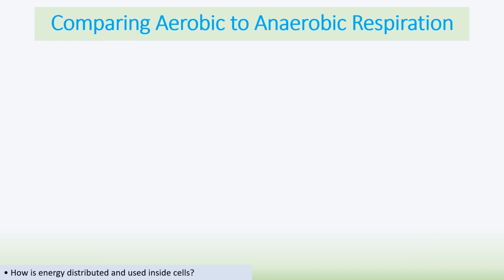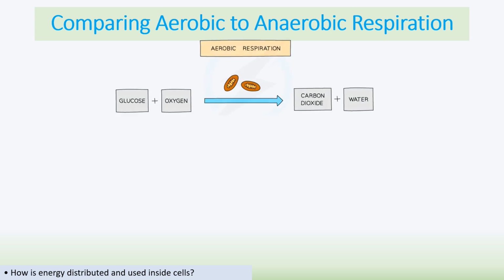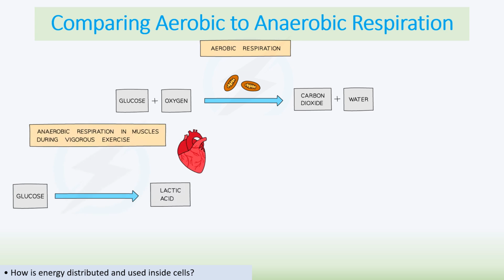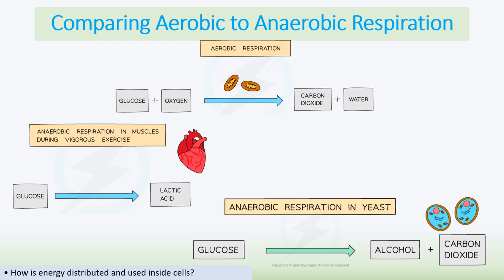When we're comparing aerobic to anaerobic respiration, for aerobic respiration the overall equation is this one, which you should be familiar with. And again, you should know the symbol equation, which is on the previous slide. Anaerobic, there's two main forms. There's anaerobic in muscles during vigorous exercise, which would be therefore mammals, and that is converting glucose with no oxygen into lactic acid, and that produces less energy. And then in yeast and plants, I should say, there is glucose converted with no oxygen into alcohol and carbon dioxide, sometimes known as the ethanol fermentation process.